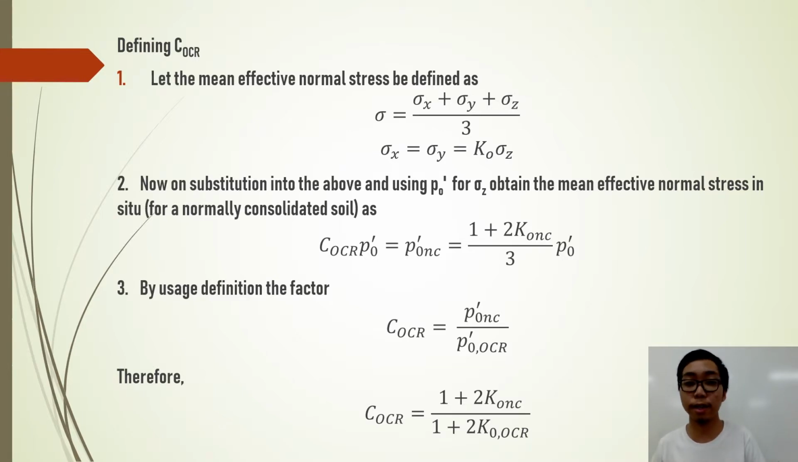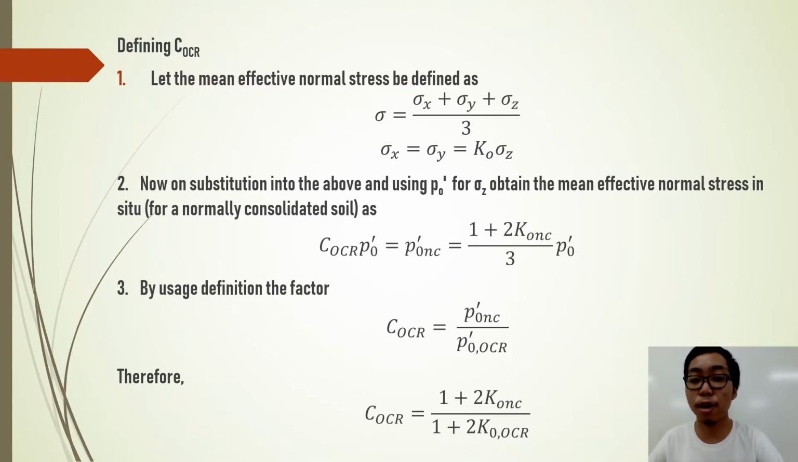This is for normally consolidated soils. As seen here, the coefficient of over-consolidated soils multiplied by the in situ overburden stress is equal to 1 plus 2 multiplied by K over 3 multiplied by PO. So substituting this to the first formula and using the third step, which is defining the usage factor, COCR is equal to P of normally consolidated soil over the P of over-consolidated soils. So therefore, we get this formula below.